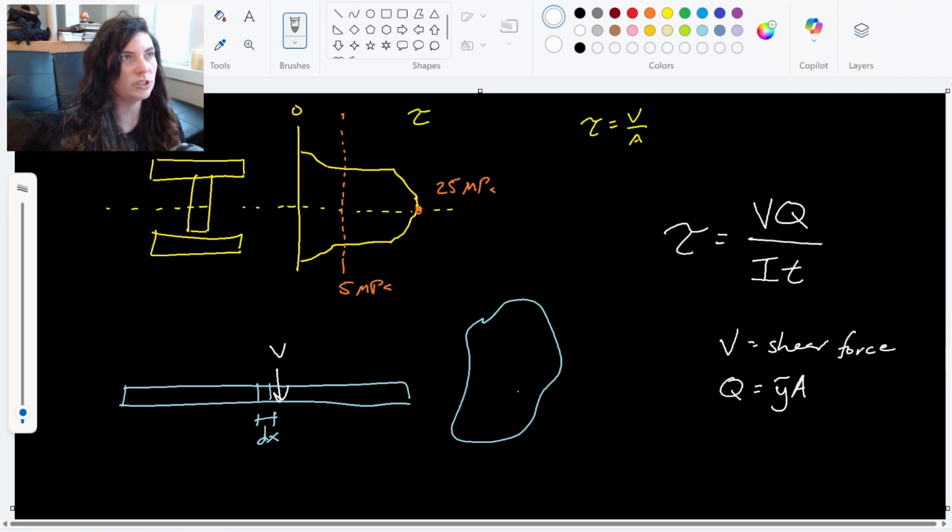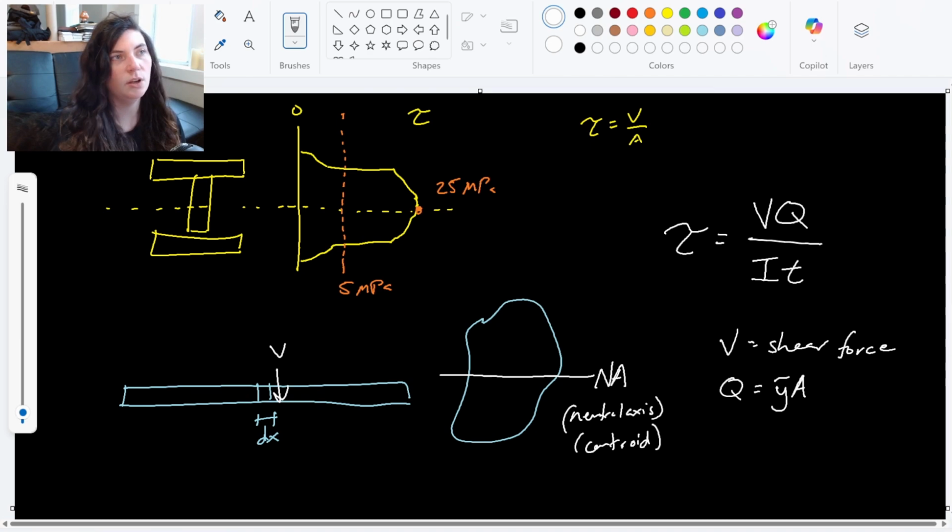So if I look at my cross section here, I've got the V going through it. My Q is going to be, let's say this is the centroid, which we'll label NA for neutral axis. NA is our neutral axis, also known as the centroid. You might see that written either way in some of these problems, but neutral axis is just your centroid. So our Q is calculated for whatever our point of interest is. It's going to be the area times the centroid of that area of interest.